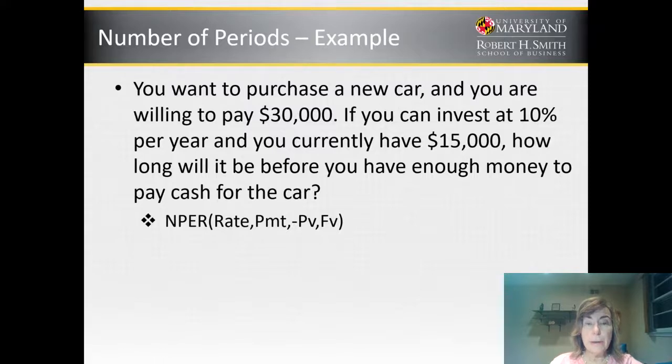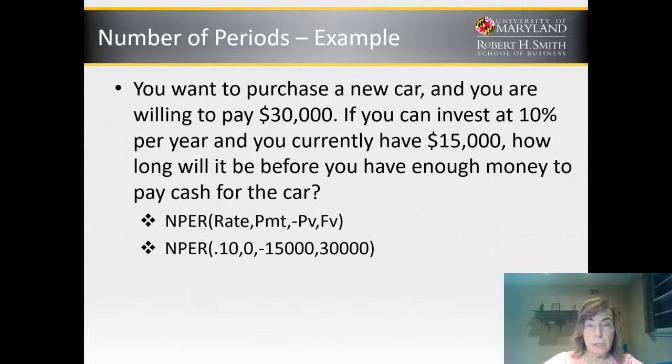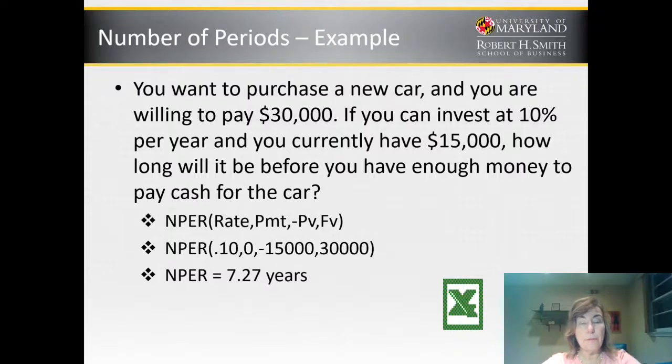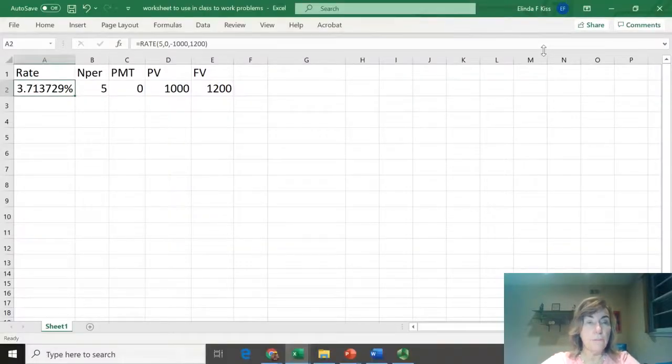I'm solving for the number of periods, and I'm putting down the fact that I want minus the present value, positive the future value. So here, I'm saying 10% is the rate. I'm not putting any money per year. I'm just going to start with $15,000, and I want to know how long it will take to grow to $30,000. So I'm telling you the answer is 7.27 years, and let's solve for that.